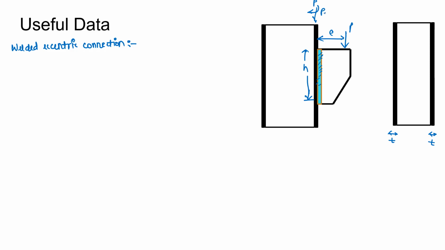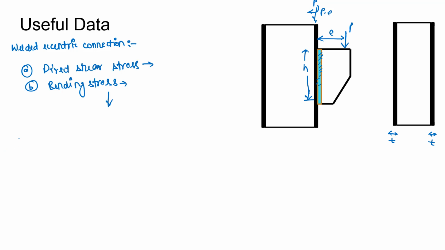that will be P into E. Due to the load and moment, two stresses will be acting here. The first stress due to load will be direct shear stress, and due to moment the stress acting here will be bending stress. But in case of bolted connection we avoid the bending stress. Now the direct shear stress will be load upon area.